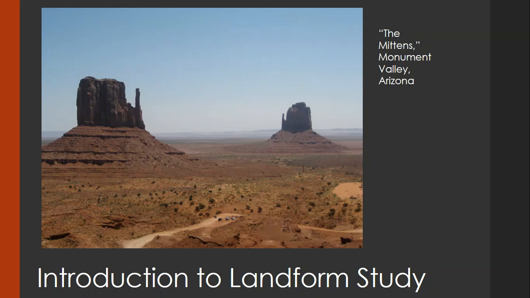And so what you're looking at here in this picture is this rock formation in Monument Valley in Arizona that I visited called the Mittens. And they're called the Mittens because they kind of look like mittens. And so we're going to talk about how does something like that form? What happened there? How do we know what happened there to get these very unique rock formations?